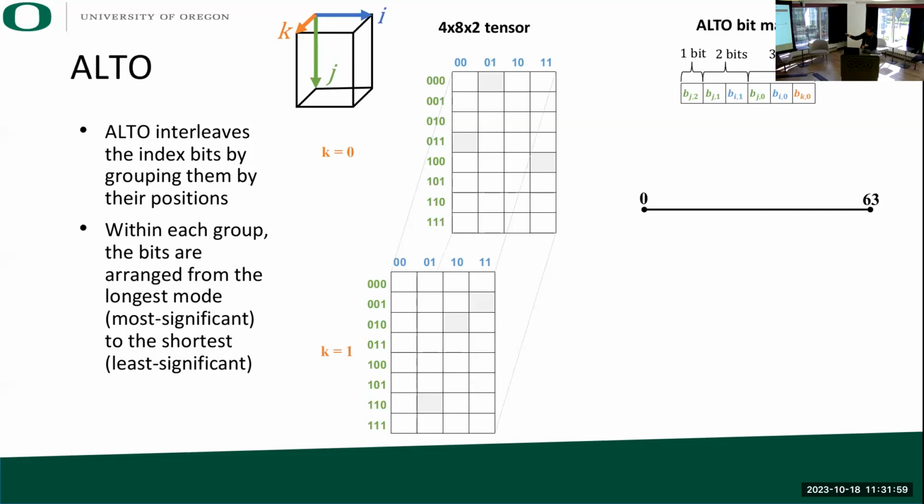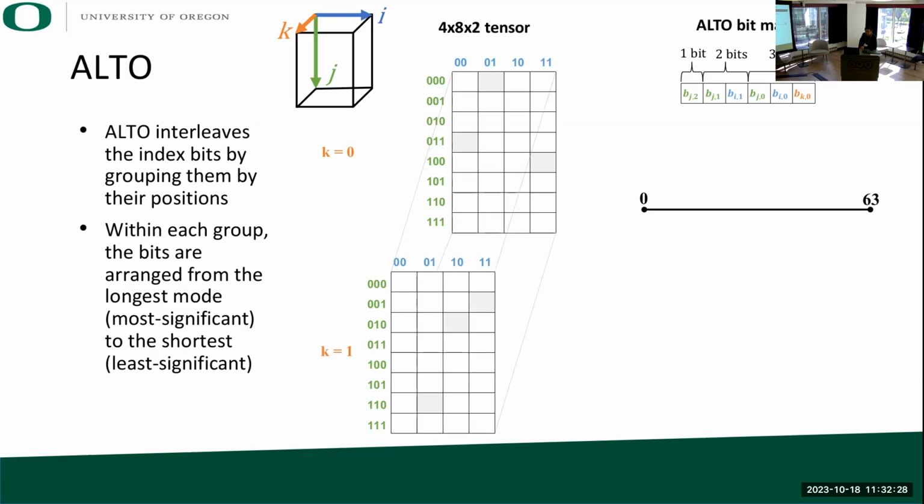And then we have 2 bits because it's a 4 by 8 by 2 tensor. You need 2 bits for I and J, but only 1 bit for K. So the second group is bit 1 from the I and J indices. And then since there's no third bit except for the J index, you have 1 bit for the bit 2 of the J index. And within each bit group, we basically order from the longest mode to the smallest mode. So within the 3-bit group, you have J and then I and then K.